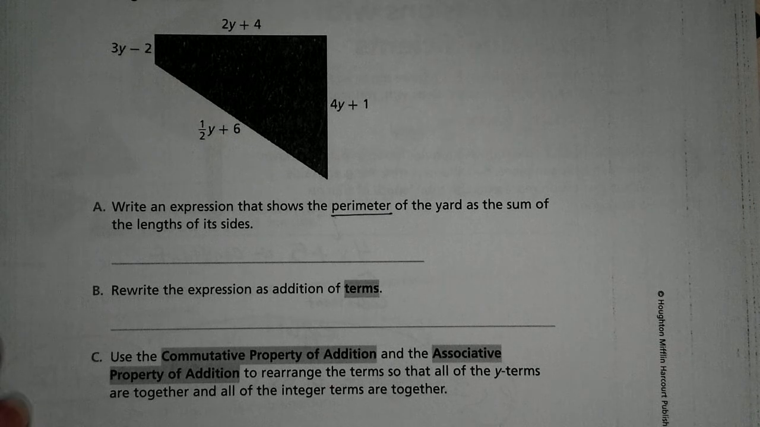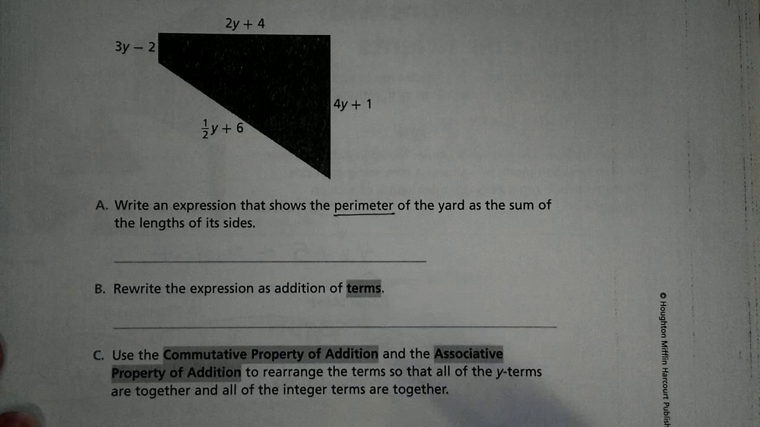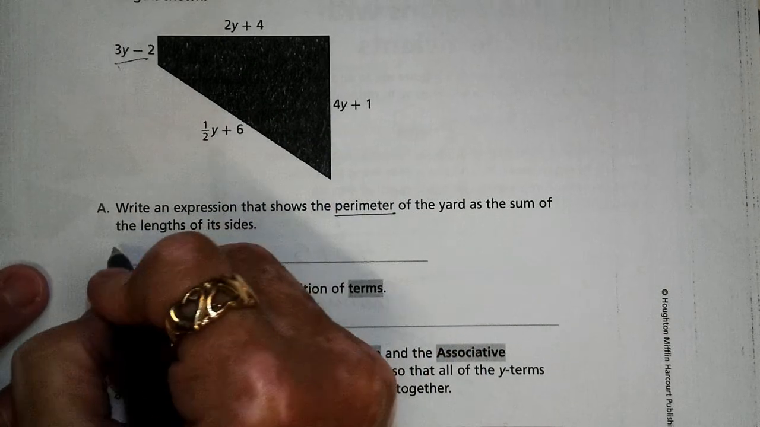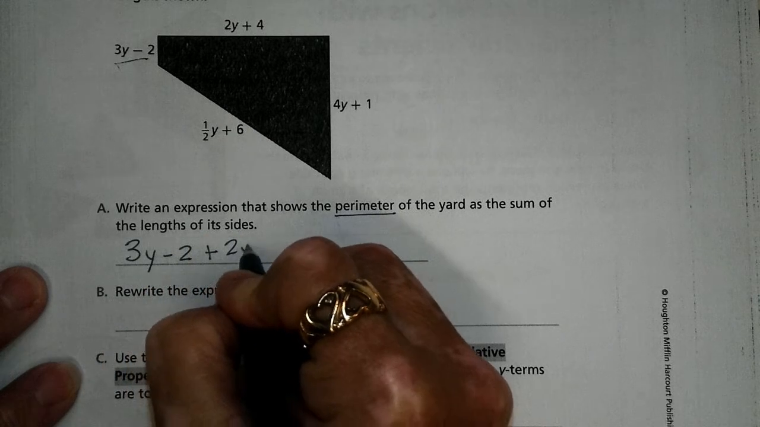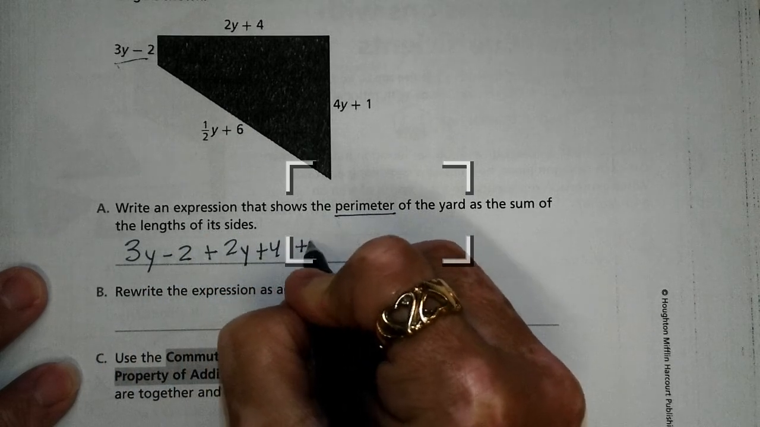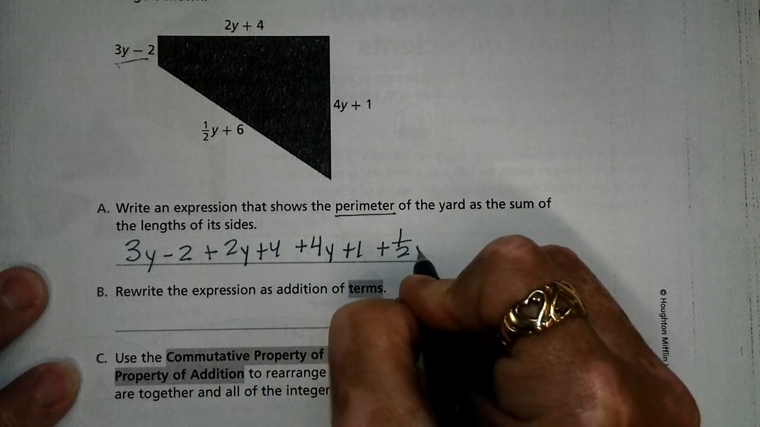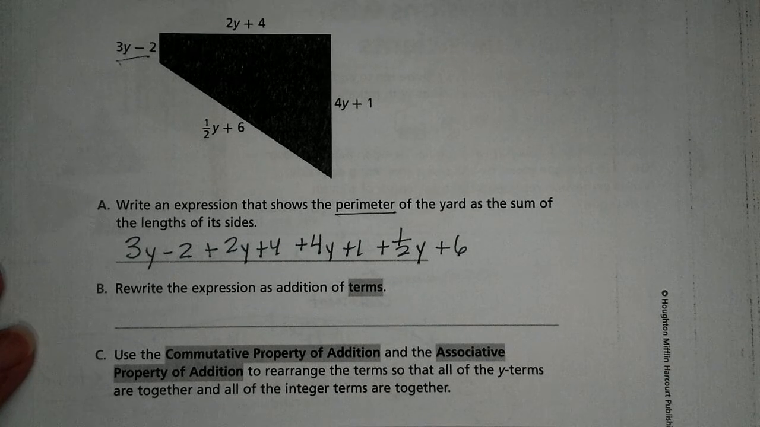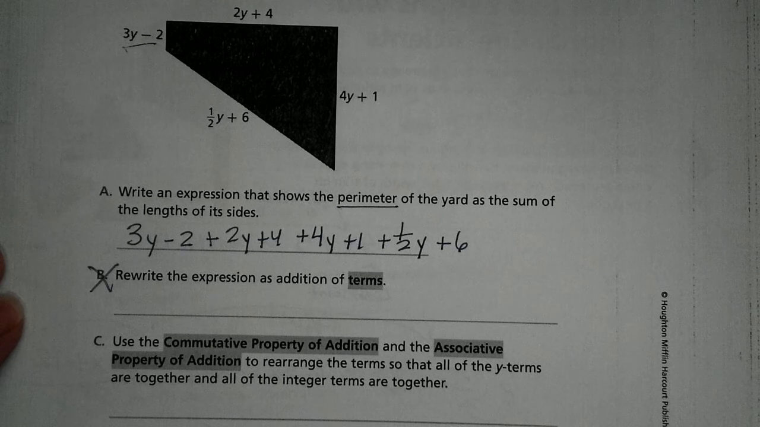Okay? So it says write an expression that shows the perimeter of the yard as a sum of the length of the sides. So it doesn't matter where I start. So I'm going to start here. So 3y minus 2 plus 2y plus 4 plus 4y plus 1 plus 1/2 y plus 6. Okay? I'm not going to worry about b.